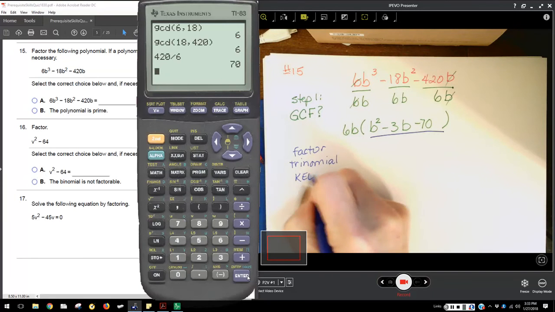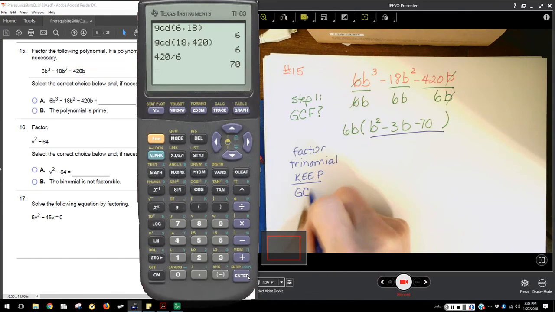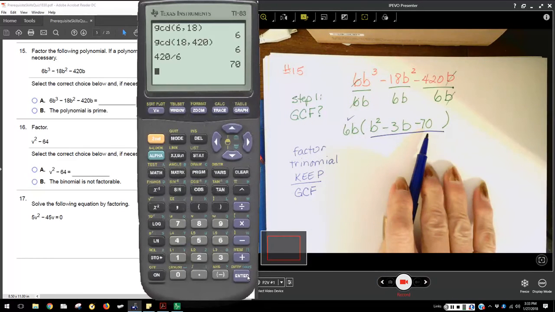And the thing you want to remember here is you want to keep the GCF. We haven't gotten rid of it. We haven't thrown it away. It's still part of the problem. But we need to keep the GCF, which is 6b, but factor the trinomial.